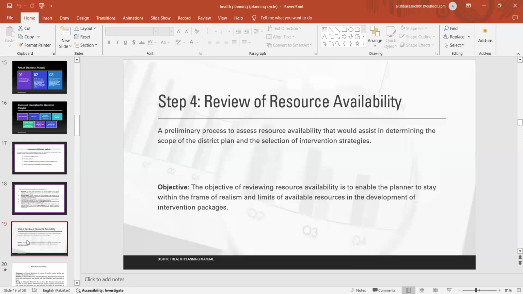Step 4. Review of the resource availability. A preliminary process to assess the resource availability that would assist in determining the scope of the district plan and selection of the intervention strategies. The objective of reviewing the resource availability is to enable the planner to stay within the frame of realism and limit of available resources in the development of intervention packages.